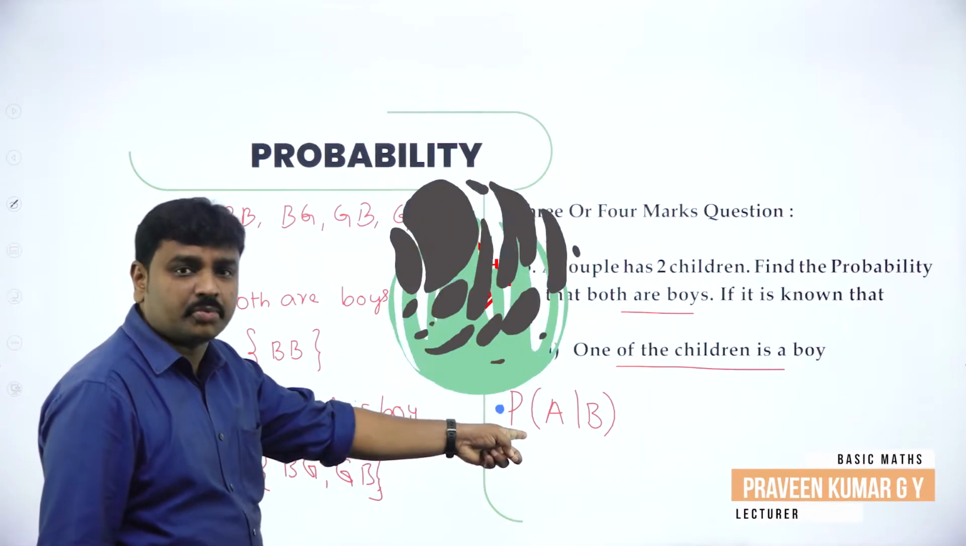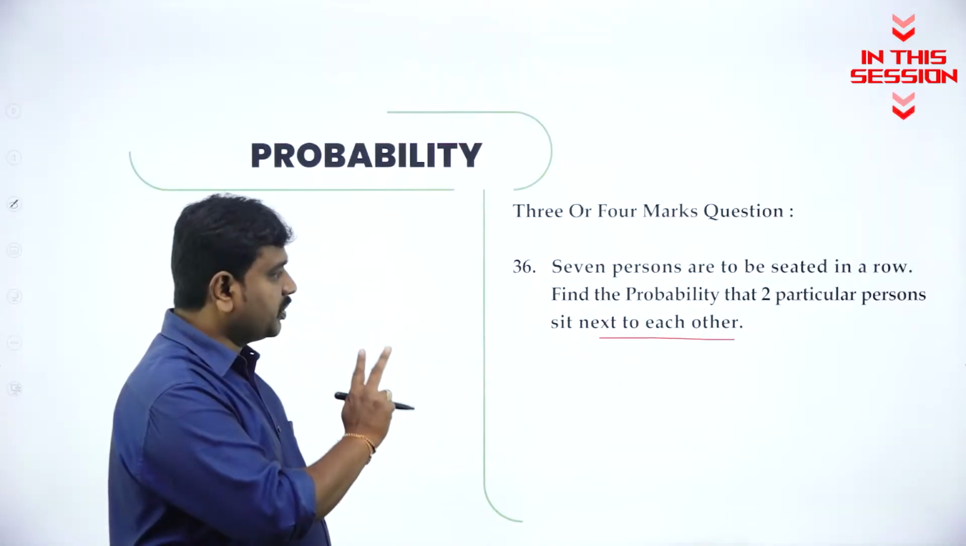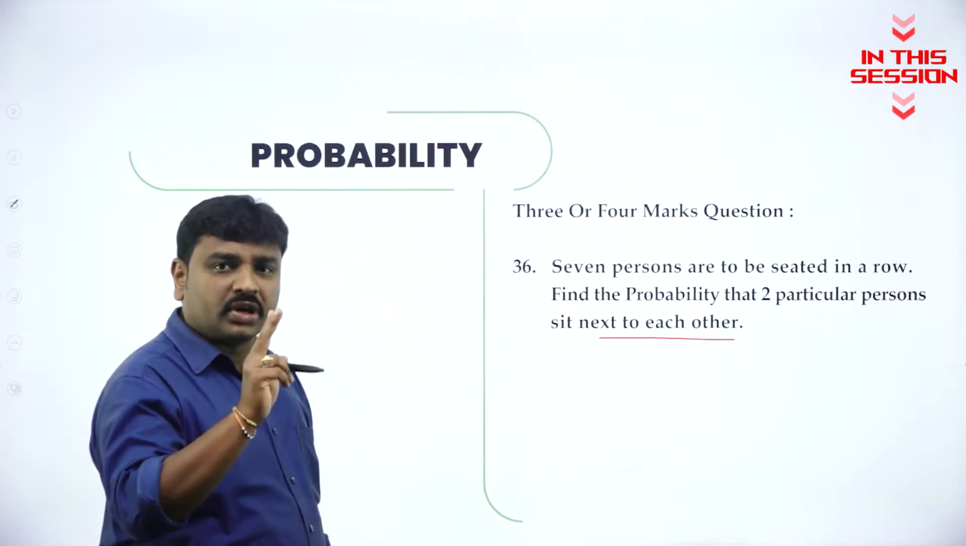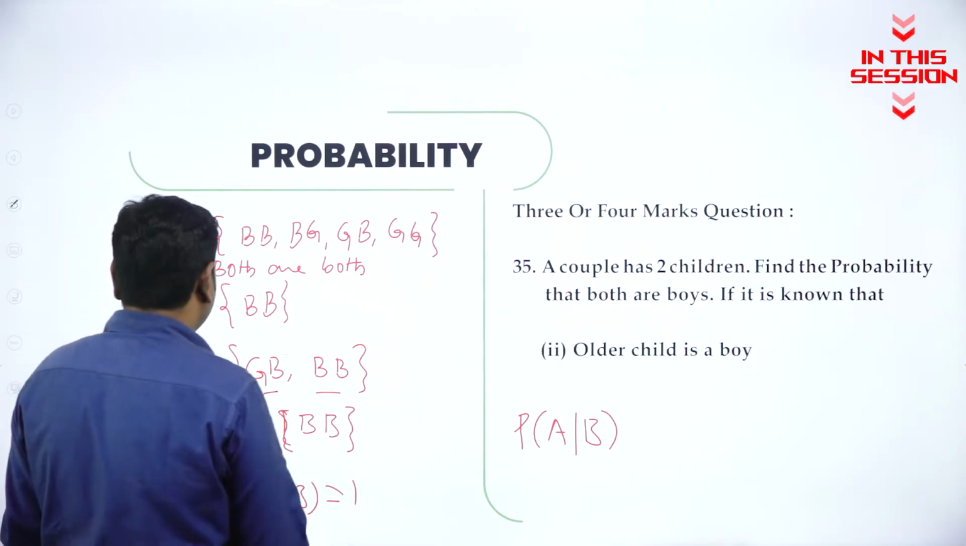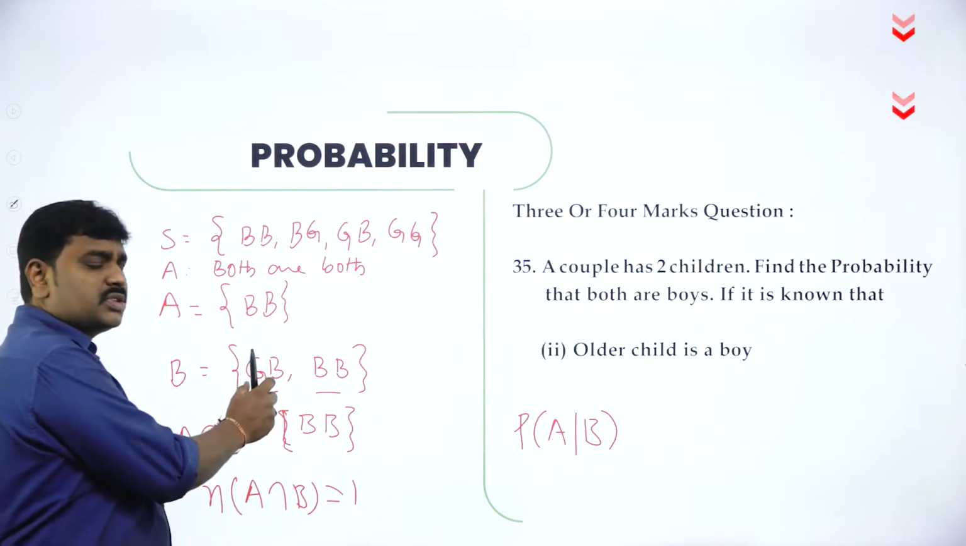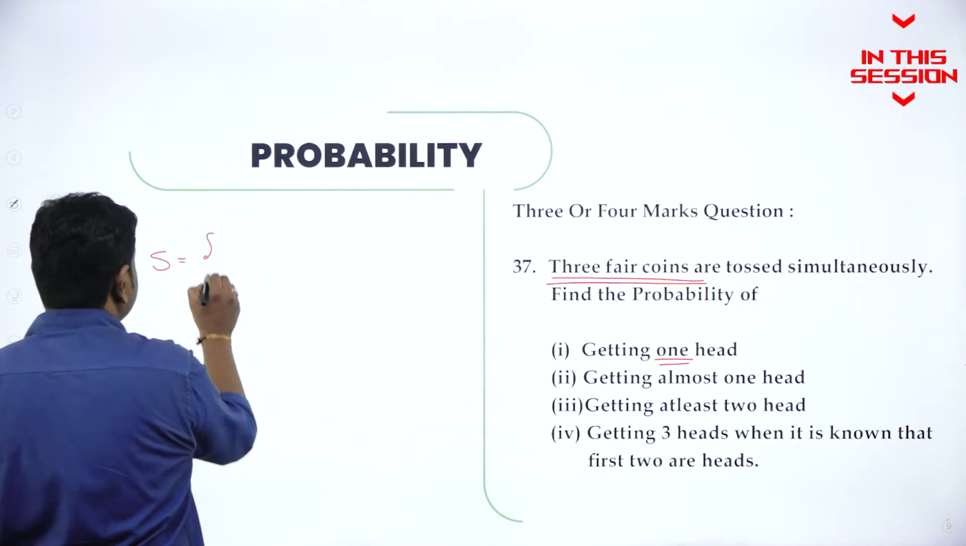This is read as conditional probability. How to read this? Probability of A given that B occurred. Particular person should sit together, means two particular persons make them as one unit. So find the probability of A given that B occurred. Given that older is boy. Older is boy means 3 fair coins if you toss simultaneously. Sample space is 2 cube.